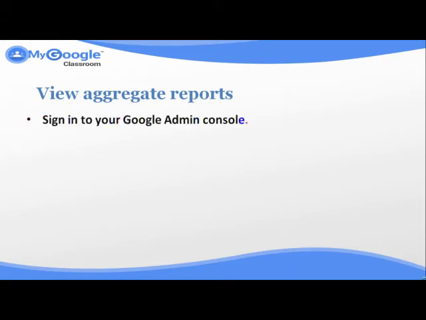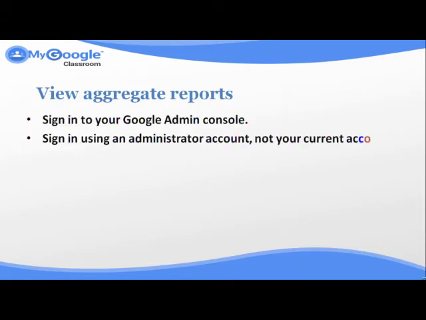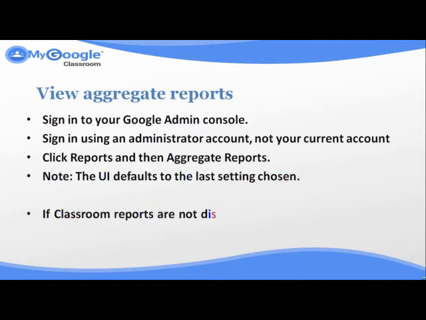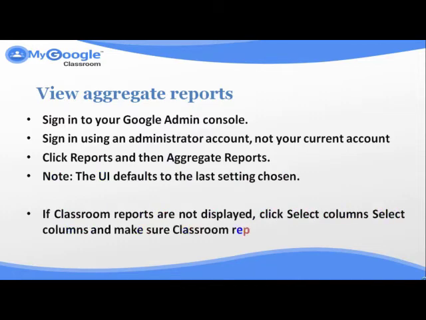View Aggregate Report. Sign into your Google Admin Console. Sign in using an administrator account, not your current account. Click Reports and then Aggregate Reports. Note the UI defaults to the last setting chosen. If Classroom reports are not displayed, click Select Columns, and make sure Classroom reports are selected.